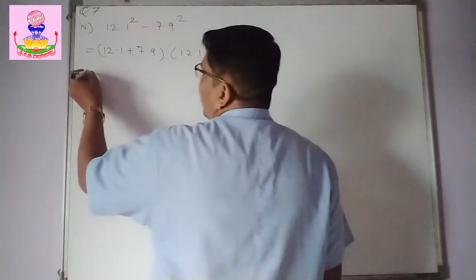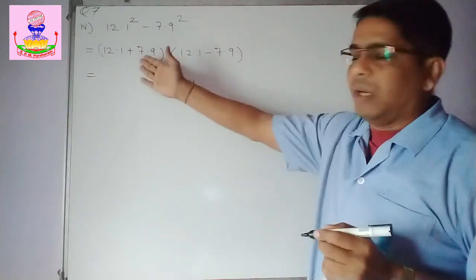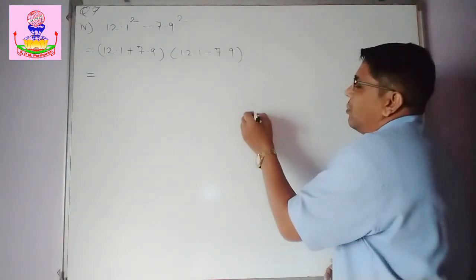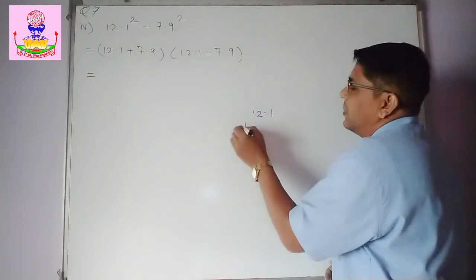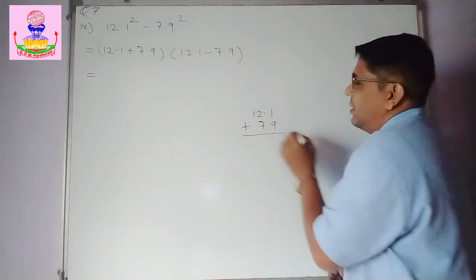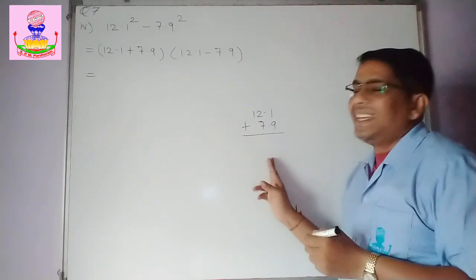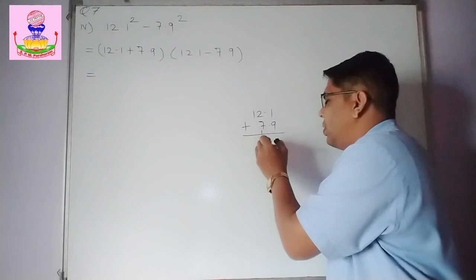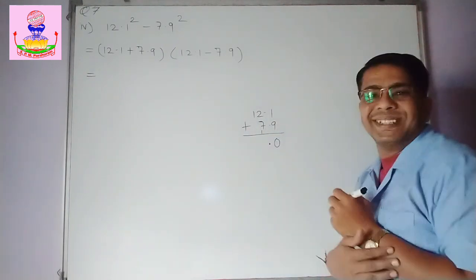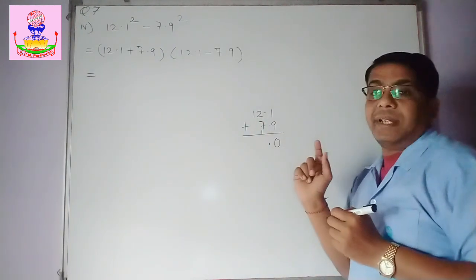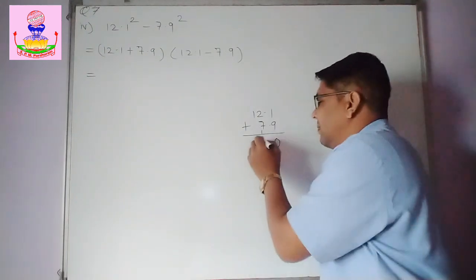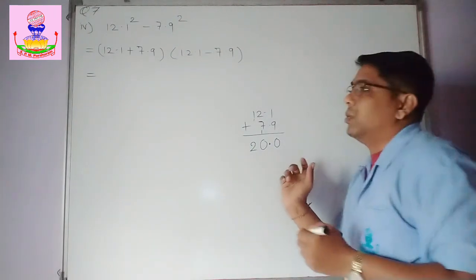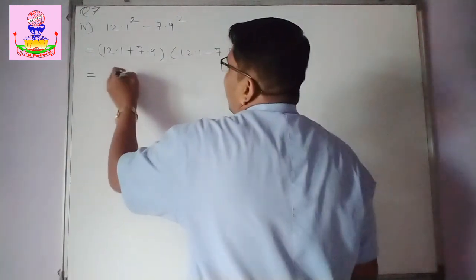Now 12.1 plus 7.9. If you are not very sure about addition in horizontal way, add them vertically in your rough work, and then write there. So 9 plus 1, 10, 1 carry on. Decimal point below decimal point. So here decimal point. So 2 plus 7, 9, plus 1, 10, 1 carry on. So 1 plus 1, 2. So it is 20.0, that is 20.